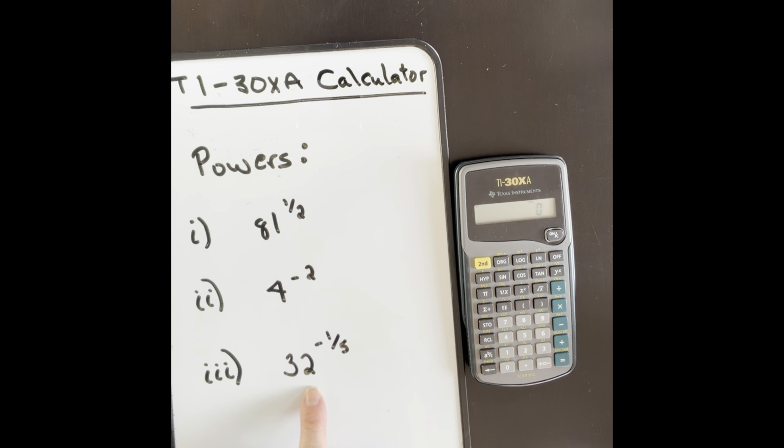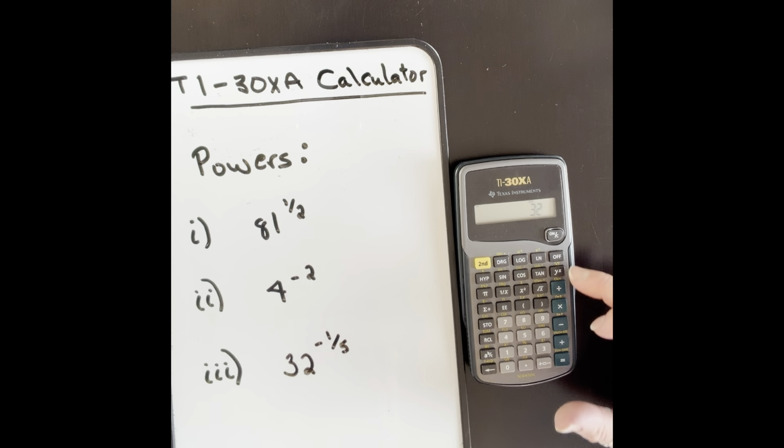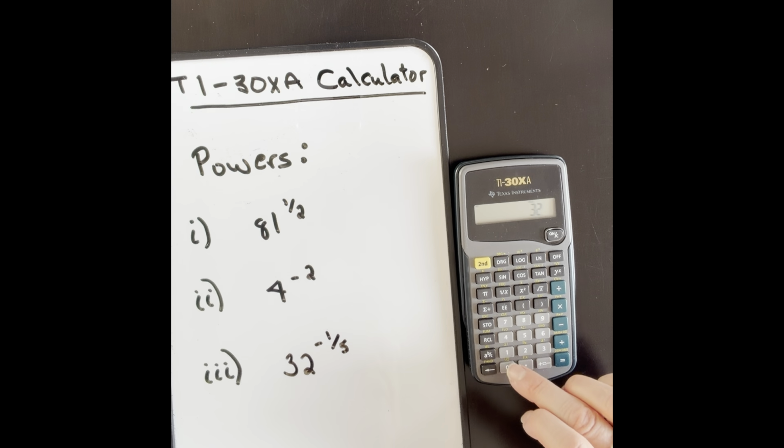And in our third example, we have a negative and a fraction, but our calculator can handle this. Let's start with the base of 32. Raise it to the power of negative 1/5. Let's put the 1/5 in first. So 1 fraction 5. And now let's make it negative. And now let's press equals. So 32 to the negative 1/5 is 0.5.